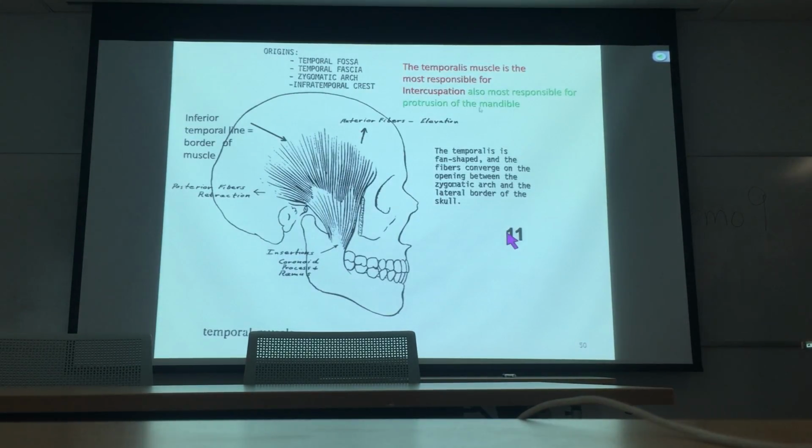Temporalis, I mentioned, is involved in retrusion. Also remember, it's the muscle most responsible for intercuspation. Why? I don't know, but there must be a fact.